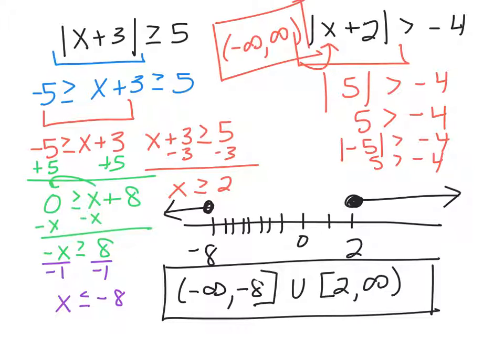Now, on the contrary, if I was to take this and change it to less than, when is an absolute value going to be less than -4? So is a positive number ever going to be less than a negative number? If that was the case and we have a less than, then I would have no solution.